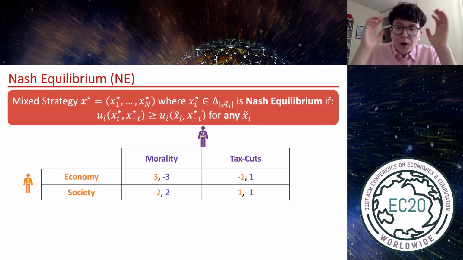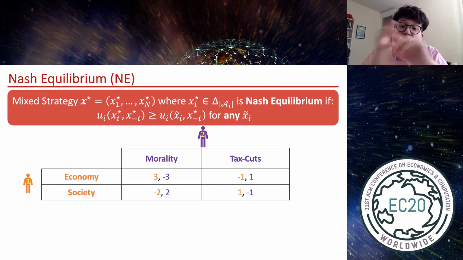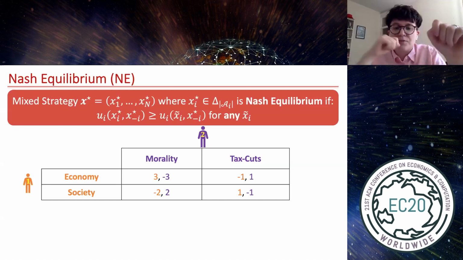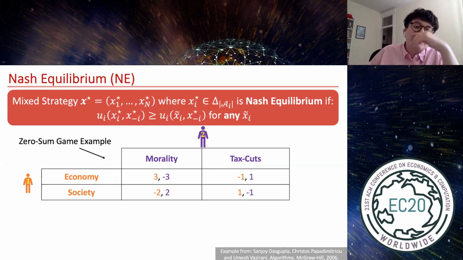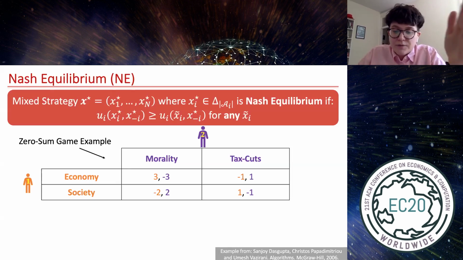Imagine that we have two politicians, politician number one and number two. They are trying to polish their final messages before the election, and they want to understand where exactly they should focus and how much of their time they should focus on. And by the way, I'd like to point out that this is a zero-sum game example that I've taken from the book of Dasgupta, Papadimitriou, and Vazirani.